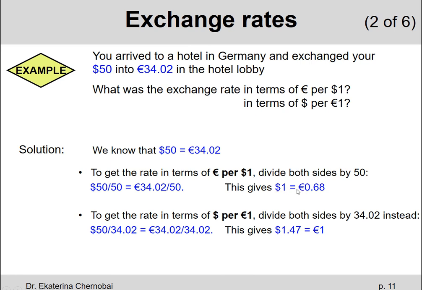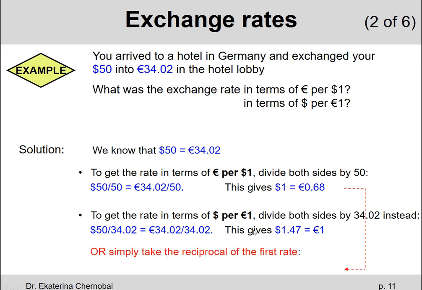So we have just answered the question. We found the implied exchange rate between the dollar and the euro two different ways. First, $1 equals 0.68 of a euro, and second, €1 equals 1.47 of a dollar.